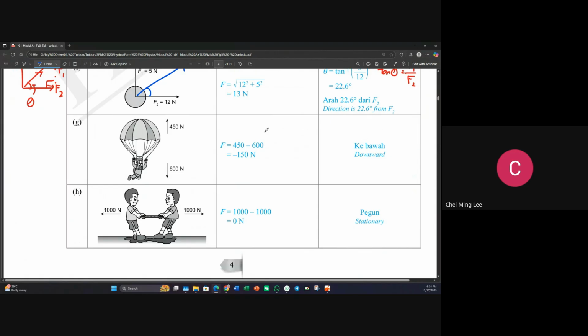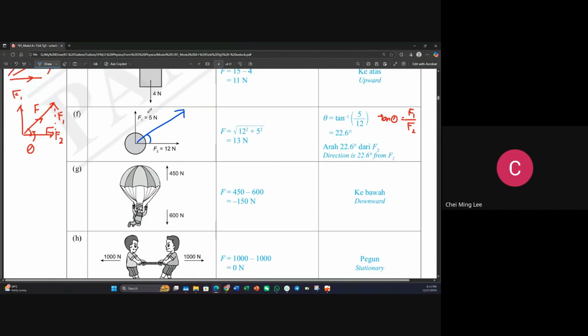Okay, now next for this one, pretty easy. This one is lower, this one is higher. So it's 450 plus negative 600, which is negative 150 going downward. This one, 1,000 and 1,000 cancel out each other. So 0 Newton means stationary. Okay, pretty easy. The hard one will be this one. Normally, this is the one that you always face.